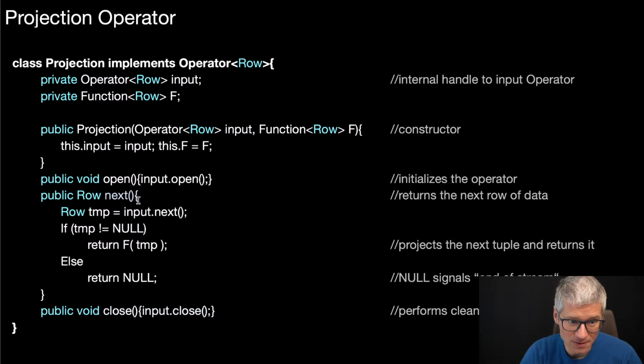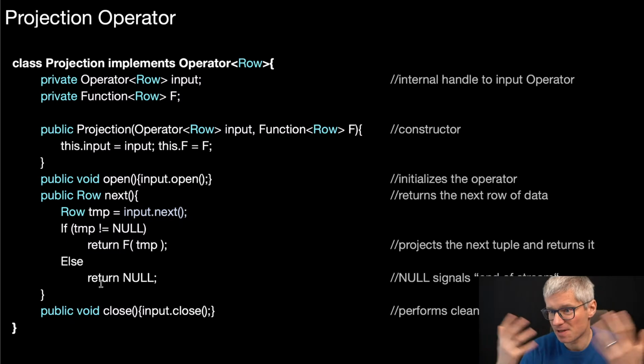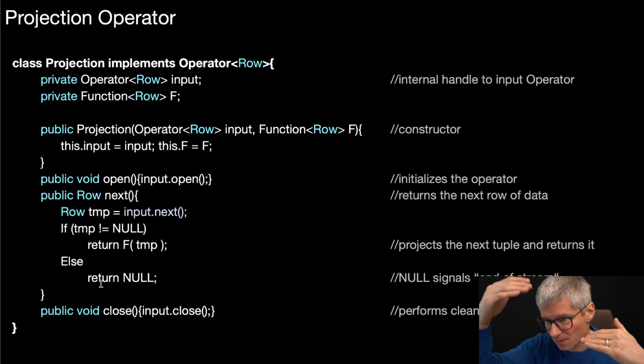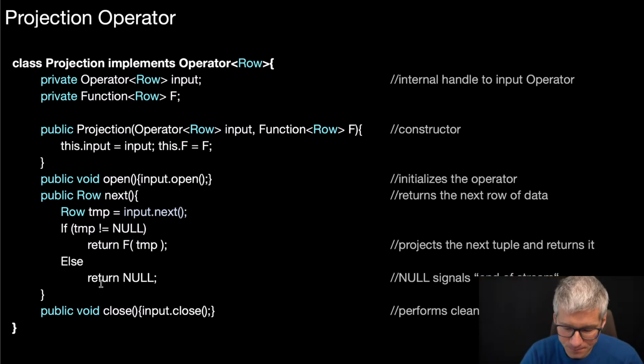If next is called, I draw the next element from my input. I call next on the input. If that is null, so that's this branch, I return null. So basically the input is exhausted, then I can't project on that, so I return null, and then the caller knows, okay, it's over. But if whatever I receive from underneath, from the input, is not null, I return that element projected.